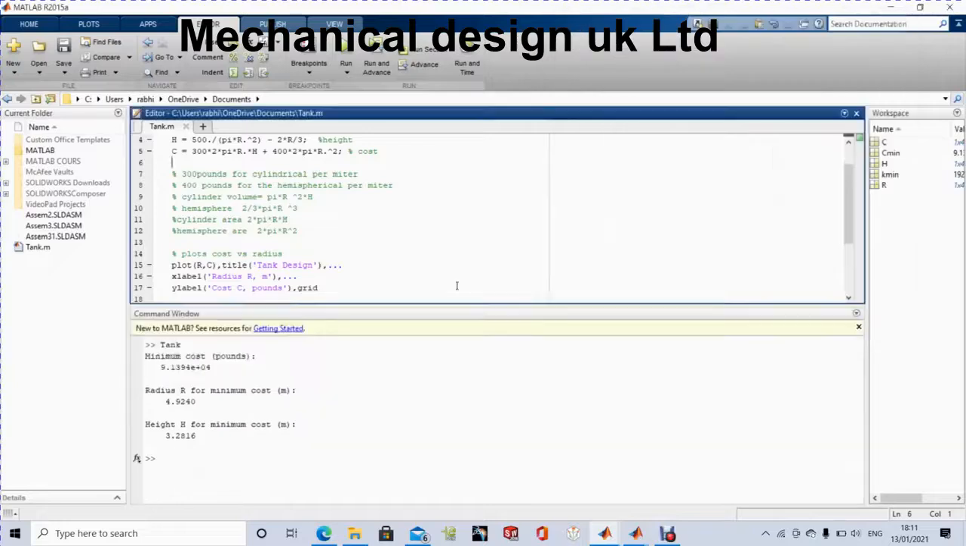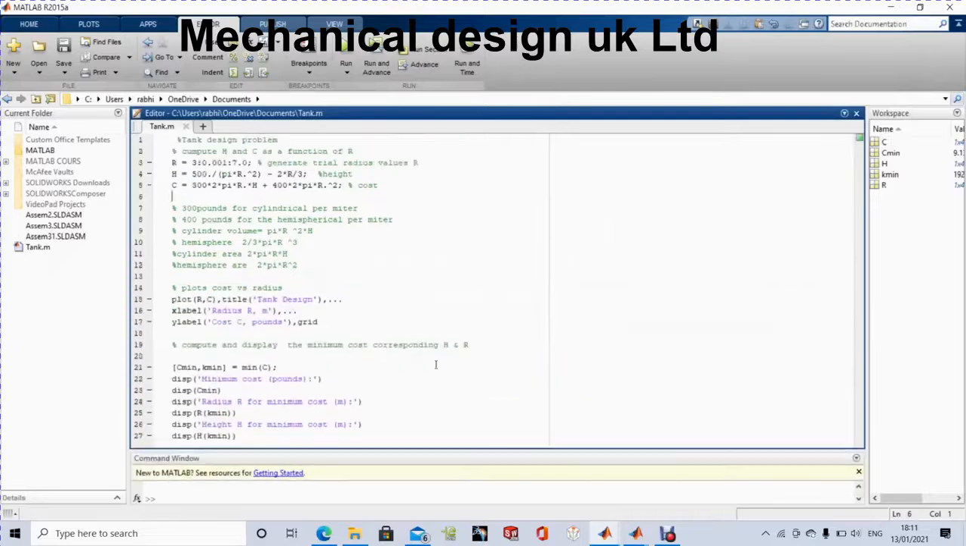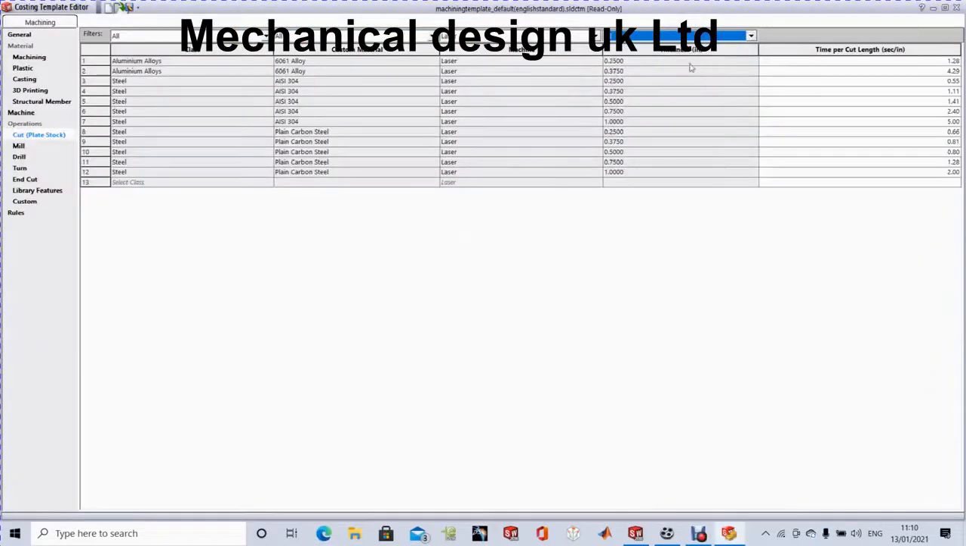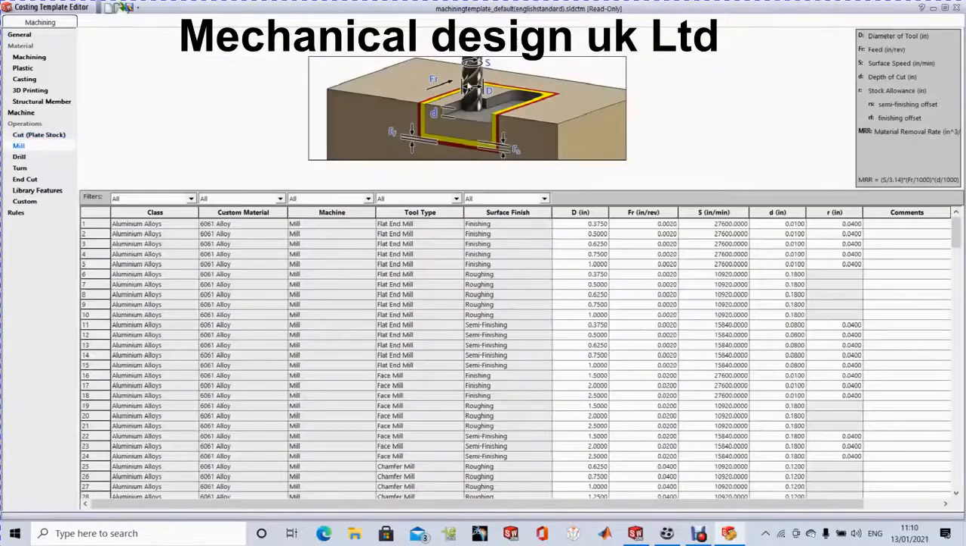I'm going to show the result. Okay, minimum cost, minimum radius, the height is the minimum. So it's easy, it's two lines: thickness in inch, your thickness, in mile. In our case, we're going to do it in mile.